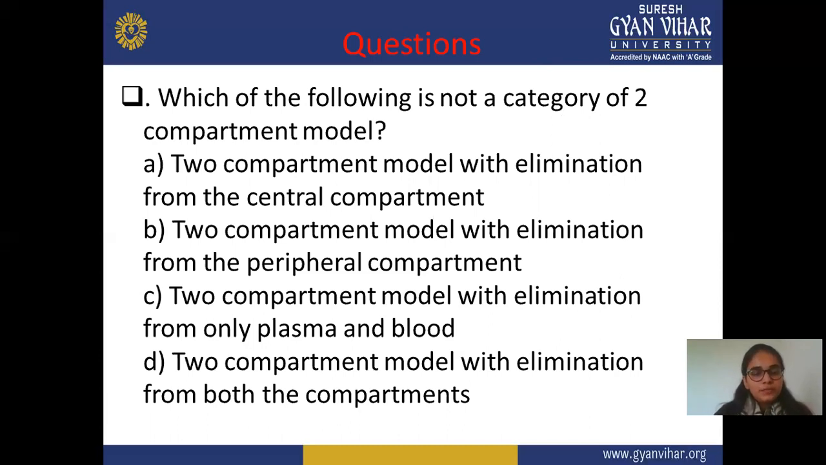Option A is the two-compartmental model with elimination from the central compartment. B is the two-compartmental model with elimination from the peripheral compartment. C is the two-compartmental model with elimination from only plasma and blood. D is the two-compartmental model with elimination from both compartments, central and peripheral. Out of these 4 options, you can select the one option which is not correct for the two-compartmental model.